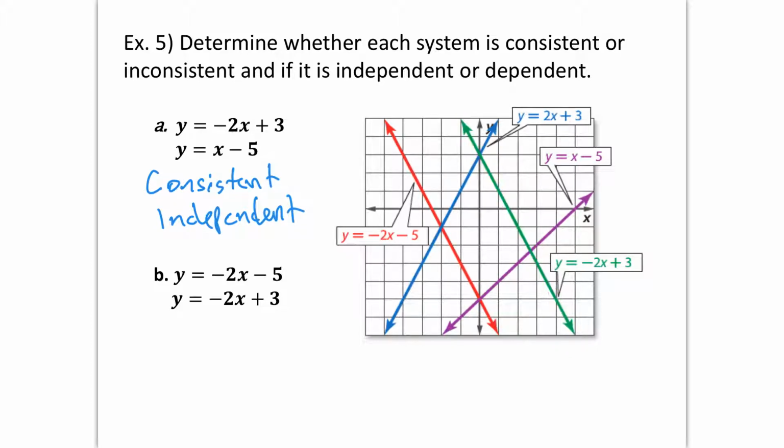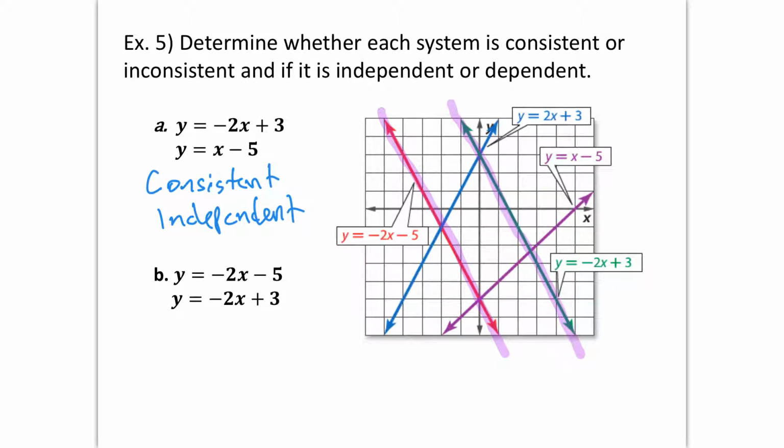Now we are looking at the next system. The next system is y equals negative 2x minus 5 and y equals negative 2x plus 3. So let's go ahead and look for y equals negative 2x minus 5. That's the red line here. Let me just highlight it. And we're looking at this graph here. And the next one is y equals negative 2x plus 3. Okay, we're looking at the green one again. So I'm just going to highlight that again, the green line here.